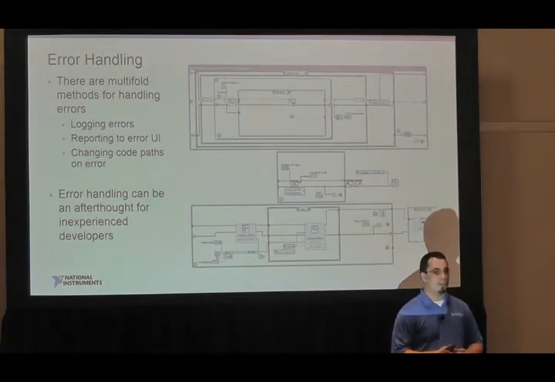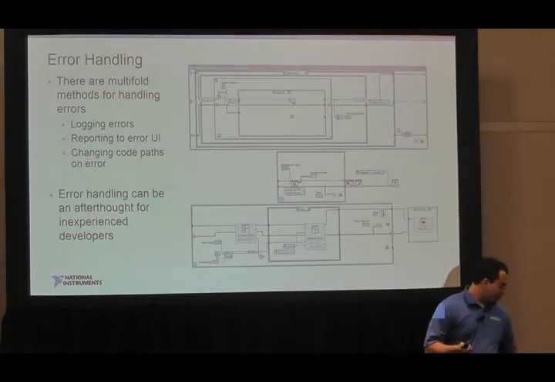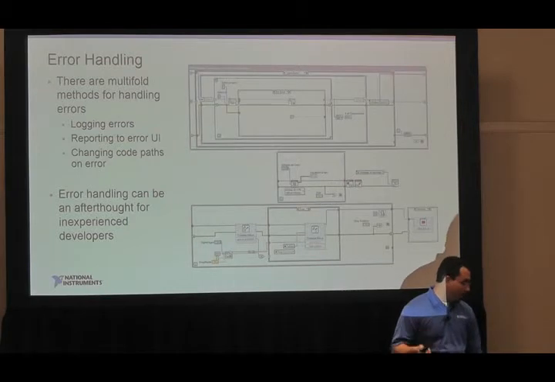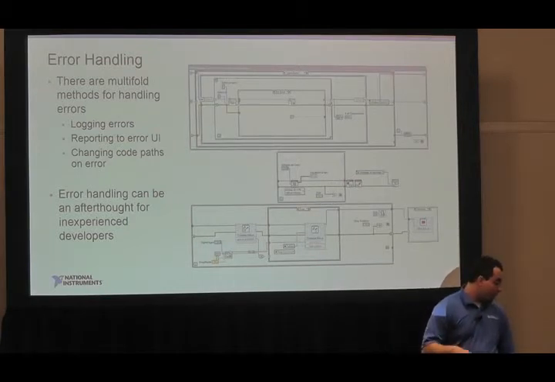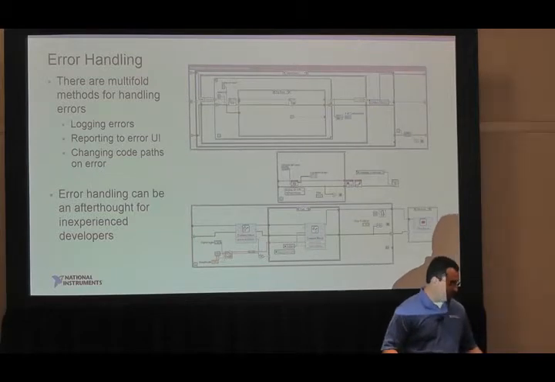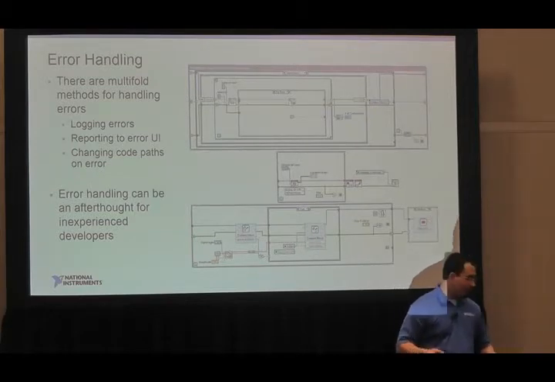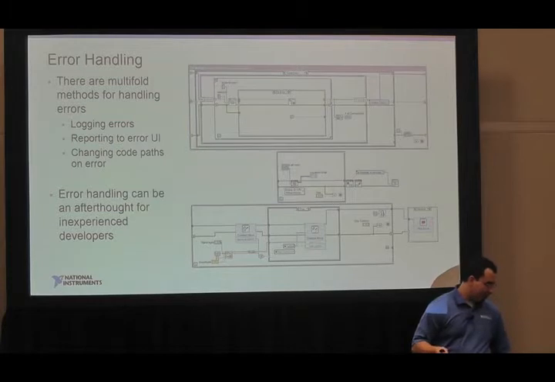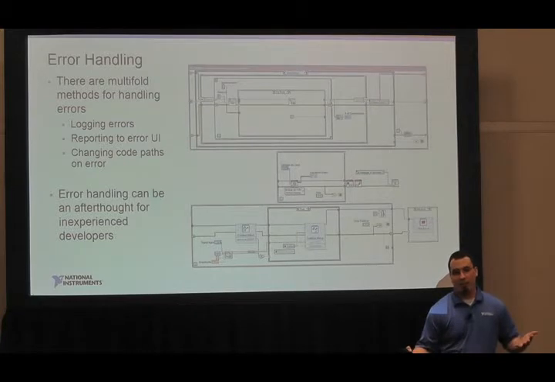Well, there are many ways to do error handling, but typically the things we're looking for are either logging the error, reporting it to a UI, or changing the code path based on an error. So like I said, I think it's really obvious here that errors are going to need handling. That's not something that's groundbreaking at all. But there are times when an inexperienced developer might think, oh, you know what, there's really nothing that could happen from this code, which is, you can't account for everything.